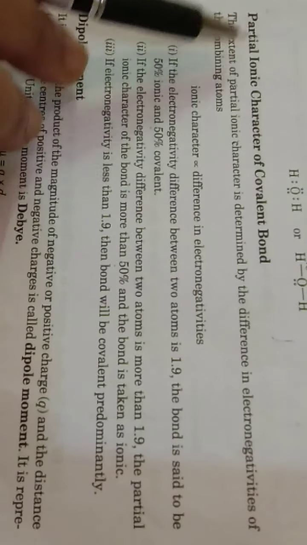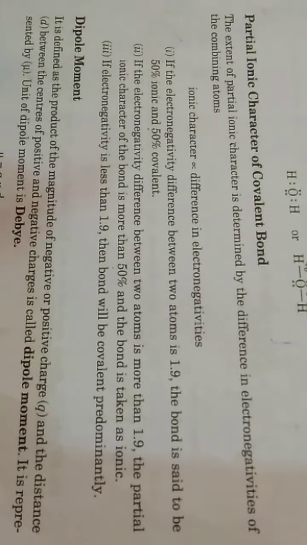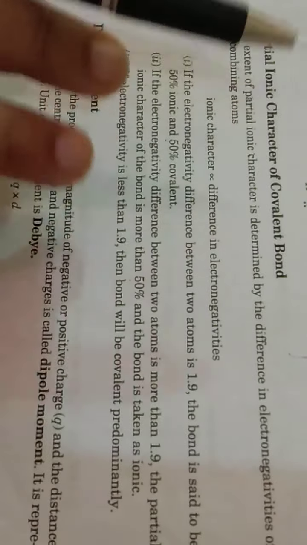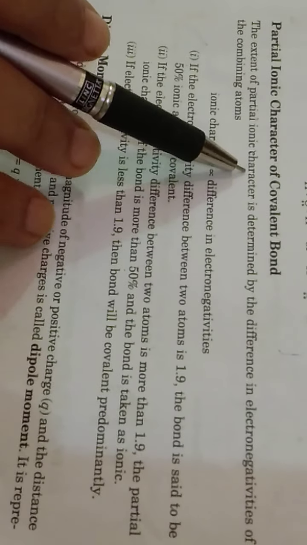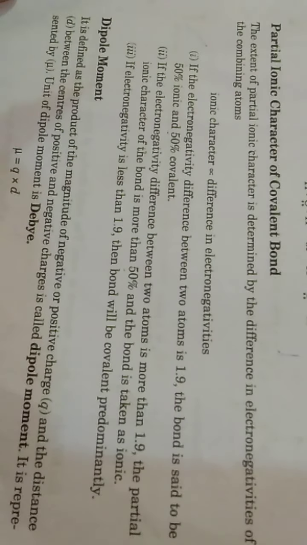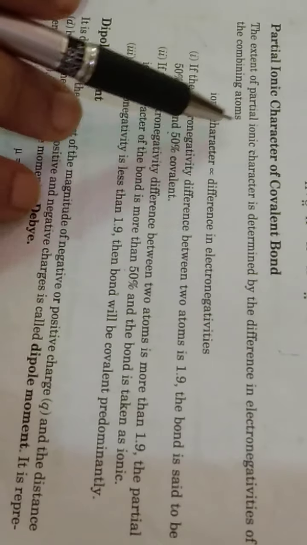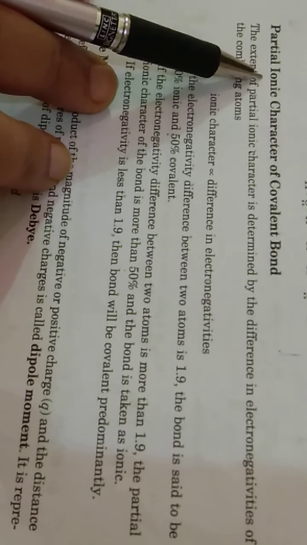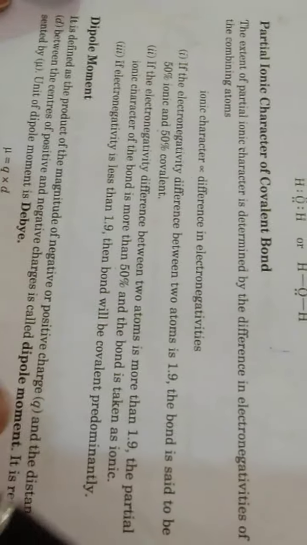Now, what is partial ionic character of covalent bond? It means the covalent bond that is formed between two atoms will be developing some ionic character.